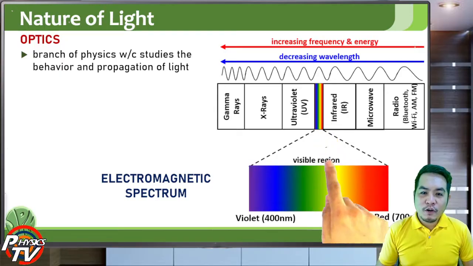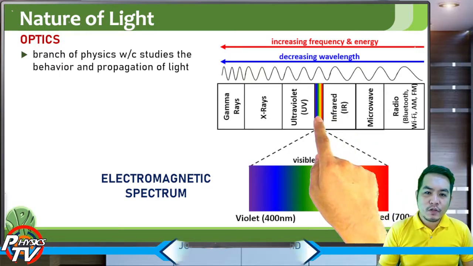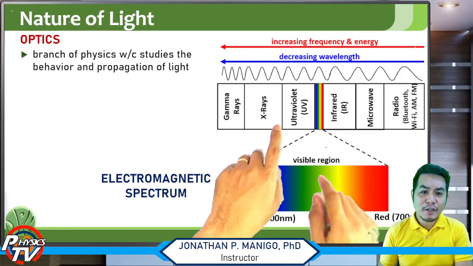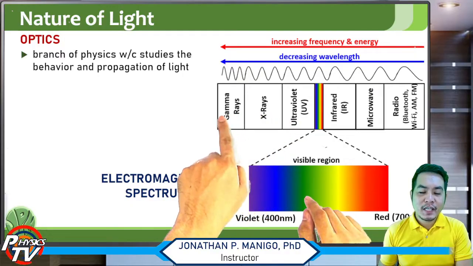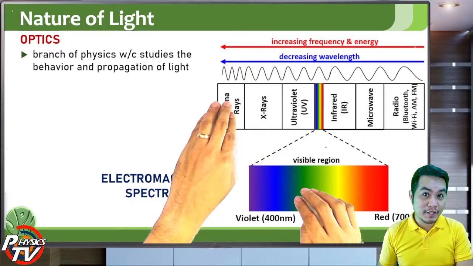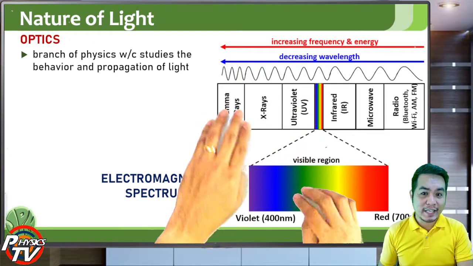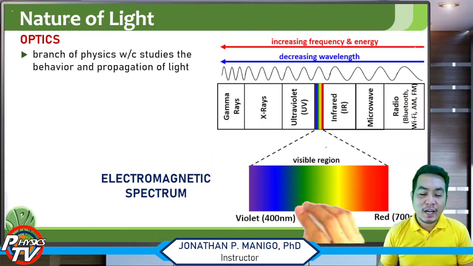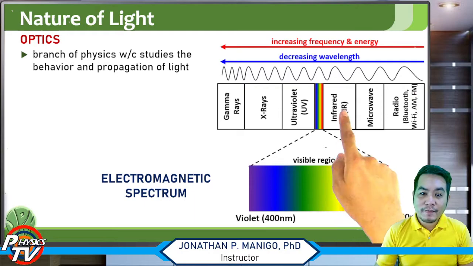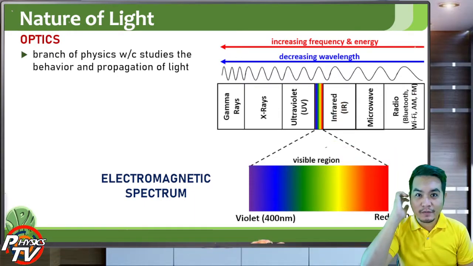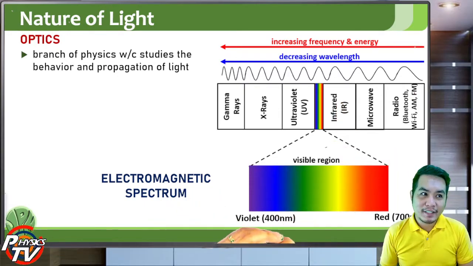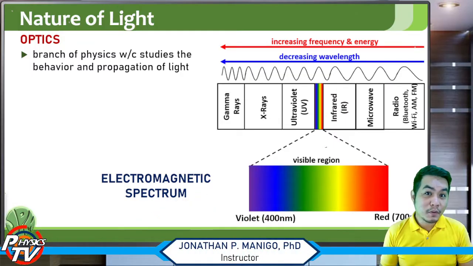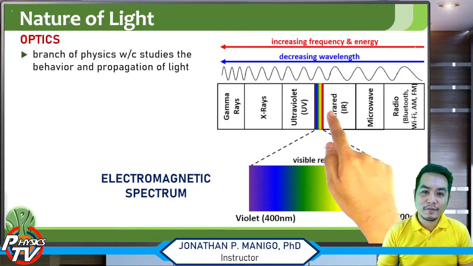Okay, so beyond red, you have infrared. Again, UV, X-rays, and gamma rays are now outside the visible region of light. We can no longer see this light. Similarly with the light above red. So infrared, we cannot see infrared, but we can feel it as heat. Infrared is also used in our remote controls.